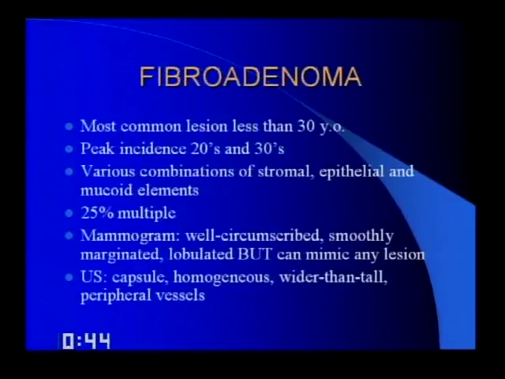Fibroadenoma has to have a combination of stroma, epithelium, and mucoid elements. 25% are multiple and bilateral. Our highest number that we've counted is 18 fibroadenomas in one woman in both breasts. On a mammogram, they are typically well circumscribed, smoothly marginated, macrolobulated, but they can mimic any lesion, including cancer.